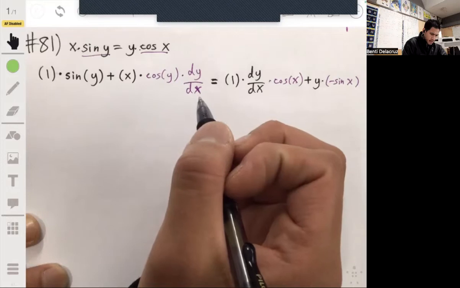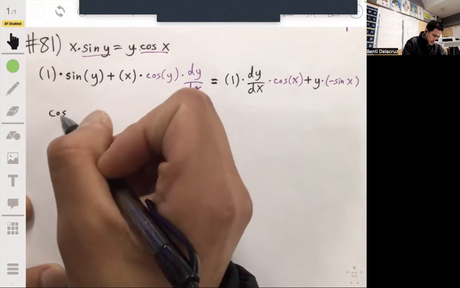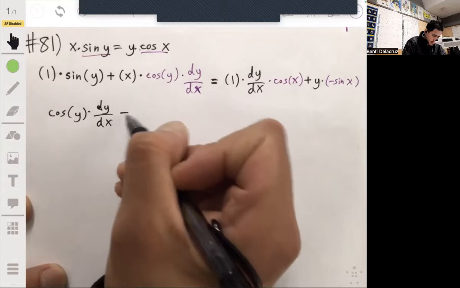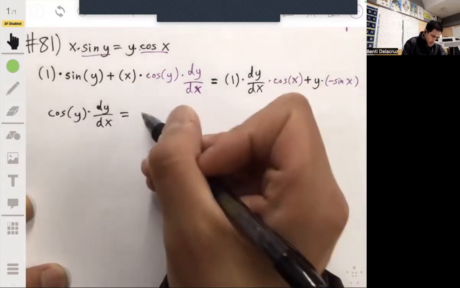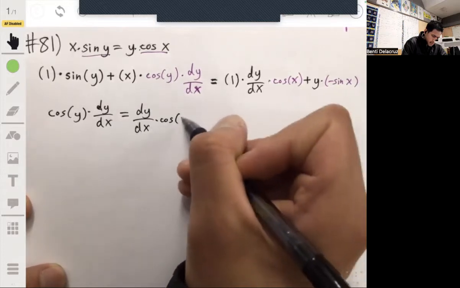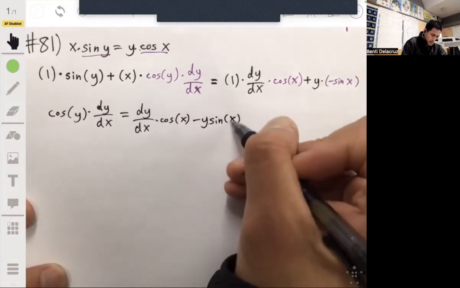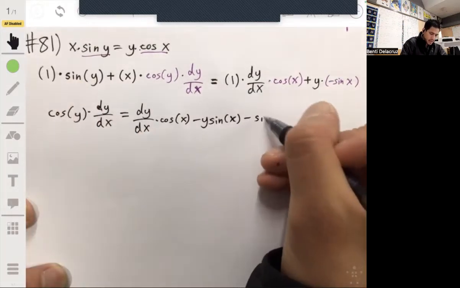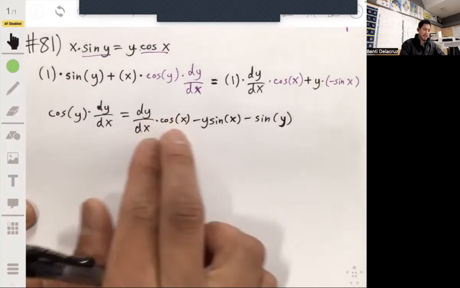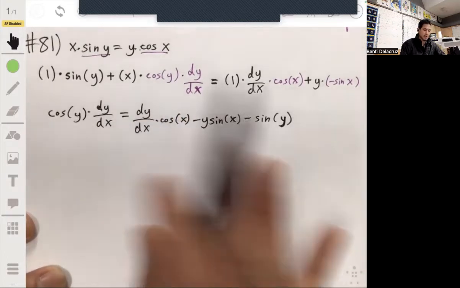Let me take two steps actually, so that I don't confuse anything. So let's have cosine of y times dy over dx is equal to this whole thing, dy over dx times the cosine of x minus y times the sine of x minus the sine of y, because that's what I subtracted from the left. And then I'm going to subtract dy over dx times the cosine of x from both sides.